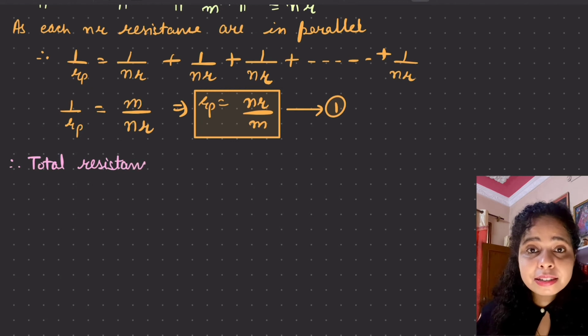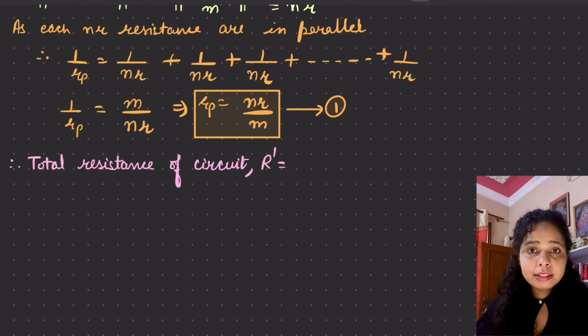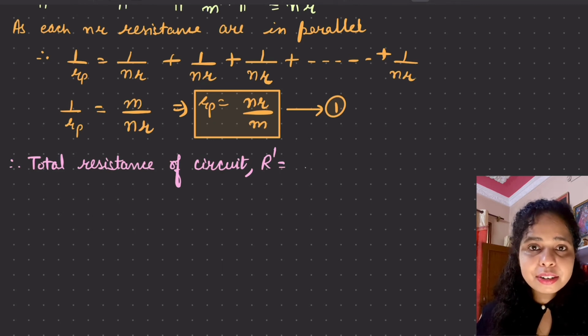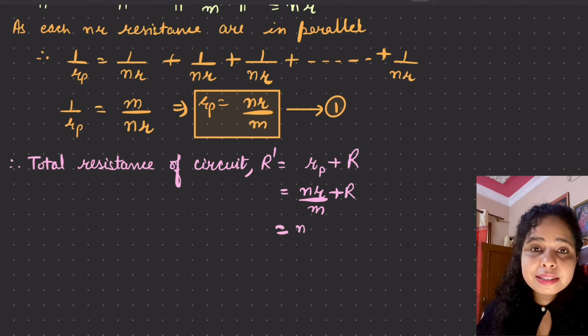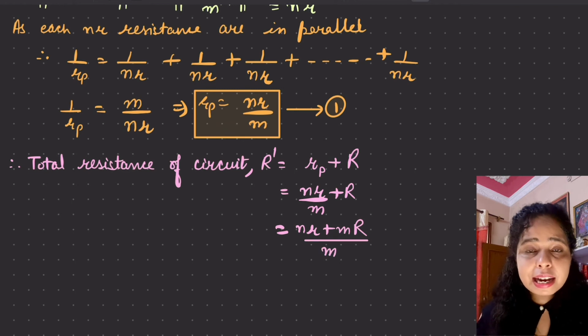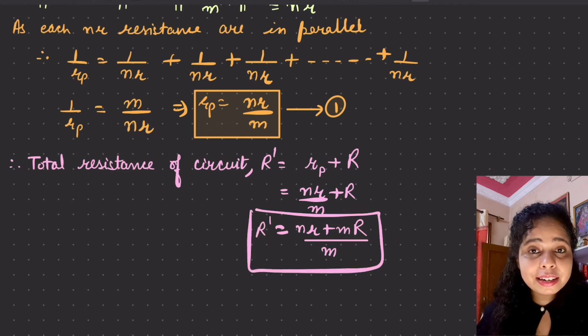All these resistors, which have given us the equivalent resistance rp equal to nr upon m, are connected in series with the external resistance capital R. So the total resistance of the circuit is given by R dash is equal to capital R plus nr divided by m. Taking the LCM, we have m into capital R plus n into small r, whole divided by m. This is the second equation, and we have to use this equation in the relation I is equal to E upon R.